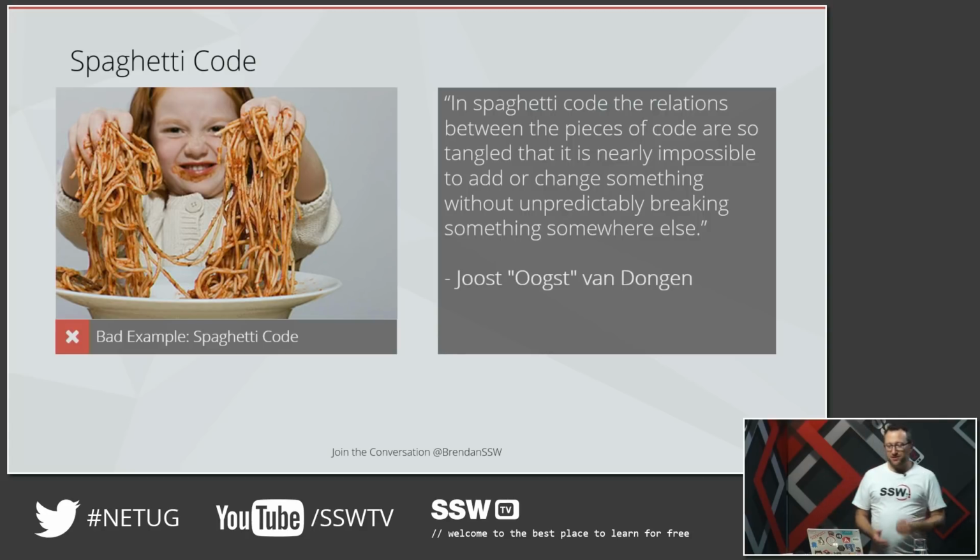So why do we do this stuff? Why are we messing around looking to apply these patterns? And this is a slide I bring out quite frequently. And the slide says, in spaghetti code, the relations between the pieces of code are so tangled that it's nearly impossible to add or change something without unpredictably breaking something somewhere else. And that sounds pretty familiar to me.